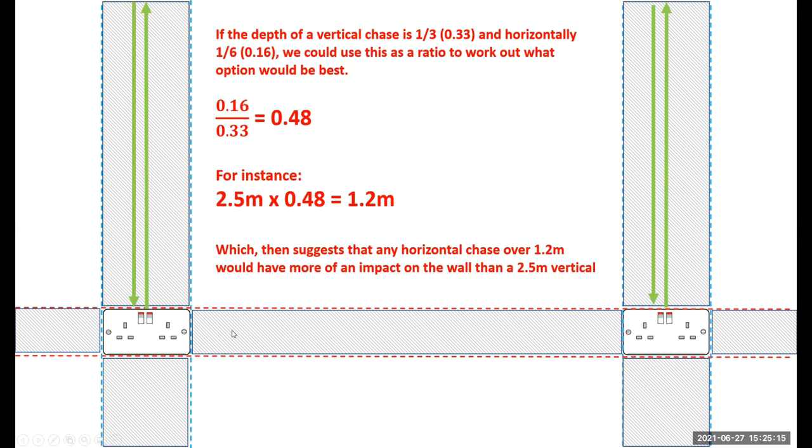And that kind of makes sense to me, because anything over that, you might as well just do another chase down here vertically and less impact on the wall, and also make it easier for people to then use up space in between. So I'd like you to give some thought to this. Is it something that I've just come up with? I couldn't find any guidance anywhere else. So let me know what your thoughts are on this.